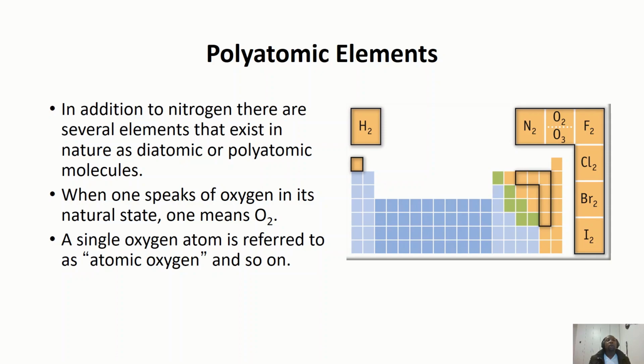When you speak of oxygen in its natural state, you are referring to O2. When you say, oh, I breathe in oxygen, you are not breathing in atomic oxygen, but O2. When you talk about them in their natural states, they occur in that form. For this kind of chemistry, it's just something that you have to master. You have to know which of these elements exist as polyatomic, and you have to know the number that they exhibit.